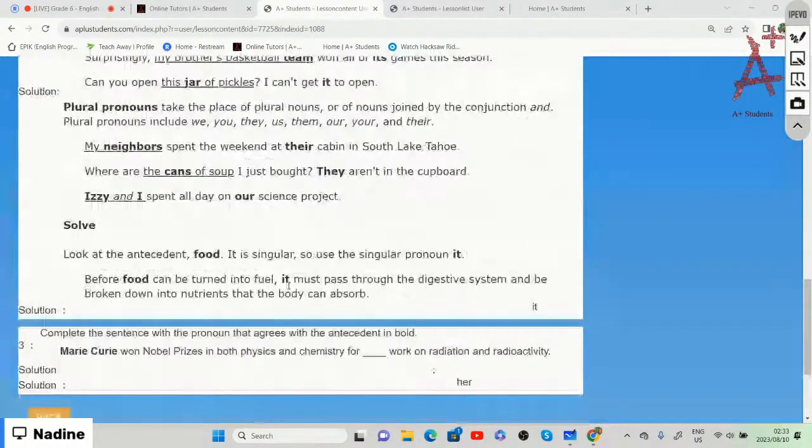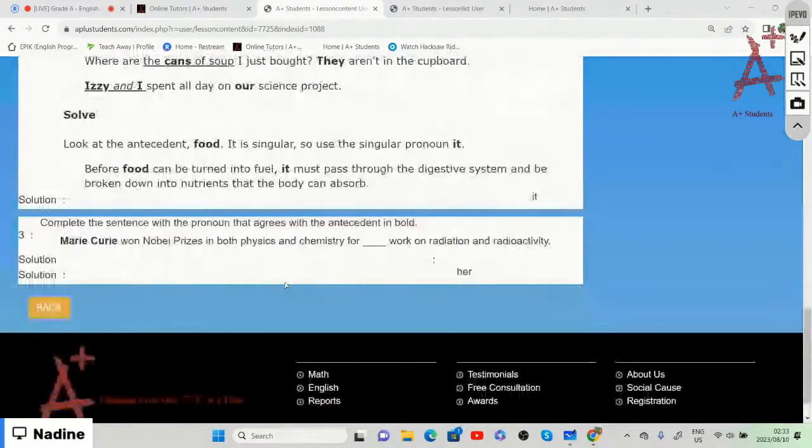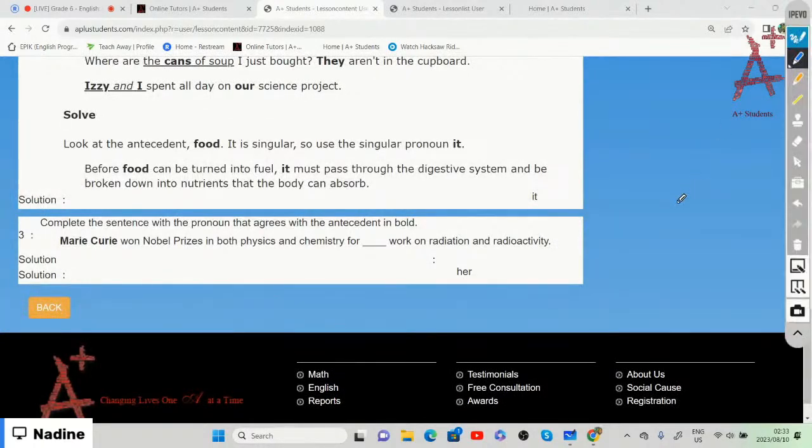All right. Marie Curie won Nobel Prizes in both physics and chemistry for, so we can say, for her work on radiation and radioactivity. So Marie Curie won Nobel Prizes in both physics and chemistry for her work on radiation and radioactivity.